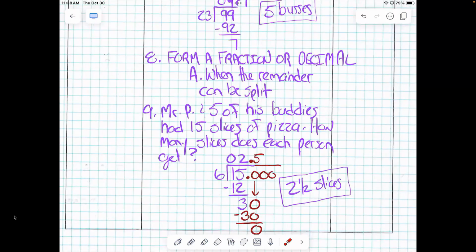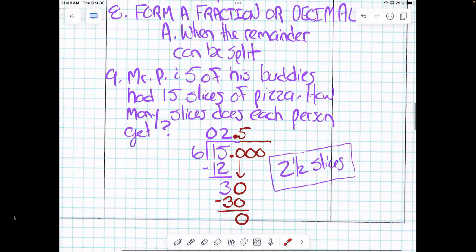Sometimes strategy number 3 involves, and that is only when the remainder can be split up. So my buddies came over for the football game the other night.